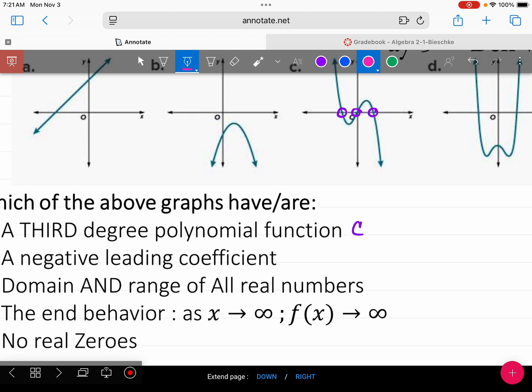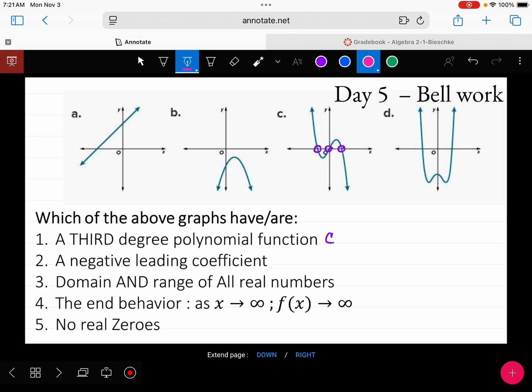Which of these graphs, and there may be more than one, have a negative leading coefficient? B and C. How can we tell when things have negative leading coefficients? That right arrow points down. Our leading coefficient tells us what happens at the right arrow as x goes to infinity. That right arrow is going to match our leading coefficient. So if we have a negative leading coefficient, that right arrow is going to go down.